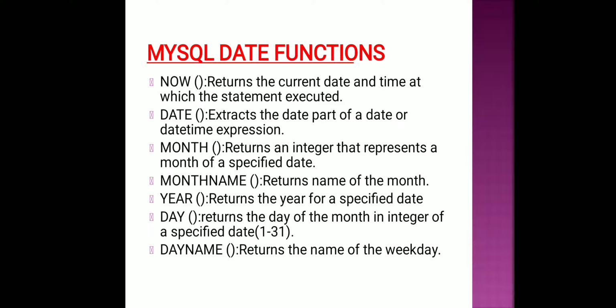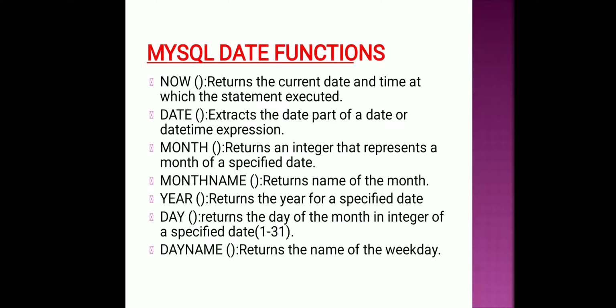Month name. The next function returns the name of the month. Suppose month name, you have passed an argument current date to month name, so it will return this month's name. It will return April. Year returns the year of the specified date. Year of the specified date means today's date is 9/4/2020, so it will return 2020.